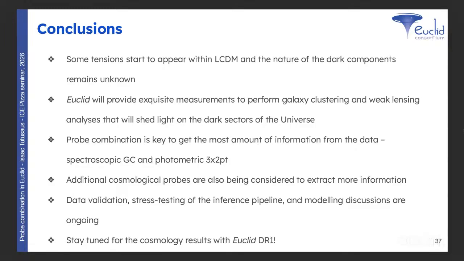One important message that hopefully I've managed to convey is that probe combination is really key in cosmology and particularly in Euclid. So we really need to combine different probes to extract the maximum amount of information from the data, and that's why our baseline is already galaxy clustering from the spectroscopic side and 3x2 from the photometric side. We're also considering other cosmological probes because that will just increase even more our constraining power.